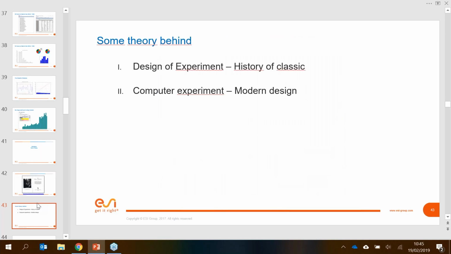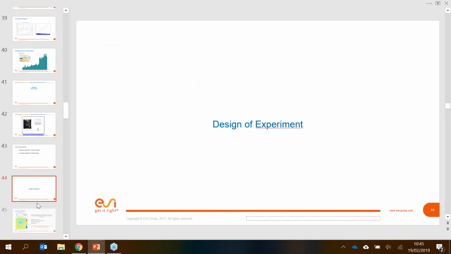So let's say that if you would like to run an experiment or a computer experiment, you will have to make a smart design of experiment. Here is a quick history of what has been made and how it has been generalized to computer experiments, so-called simulation.